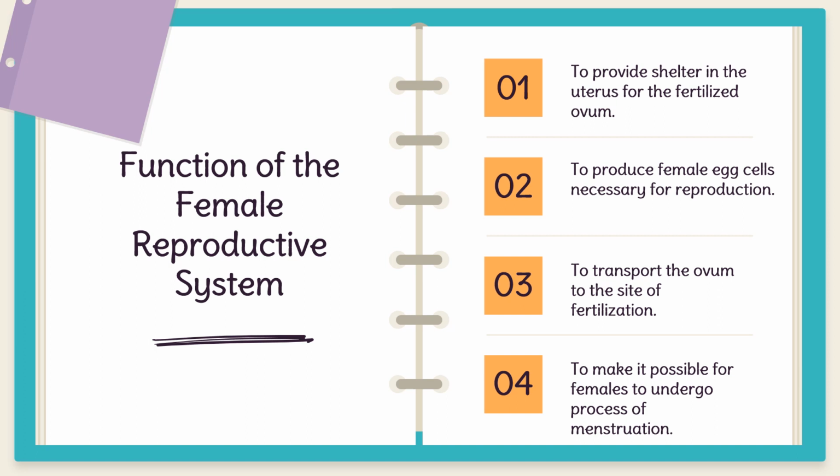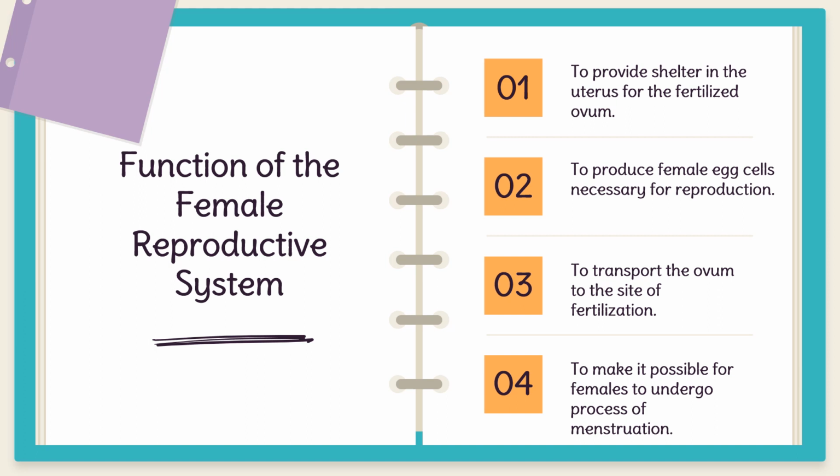Okay, ibig sabihin ito ay magsisilbing tirahan ng mga fertilized ovum. For number 2, to produce female egg cells necessary for reproduction. So, ibig sabihin, ang mga babae ay nagpo-produce ng egg cells na kailangan sa reproduction.